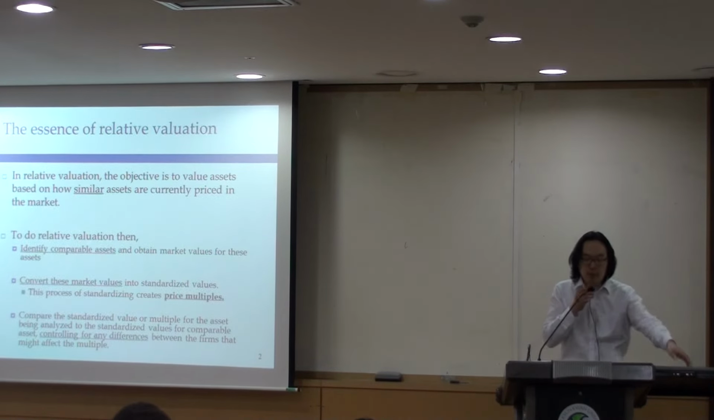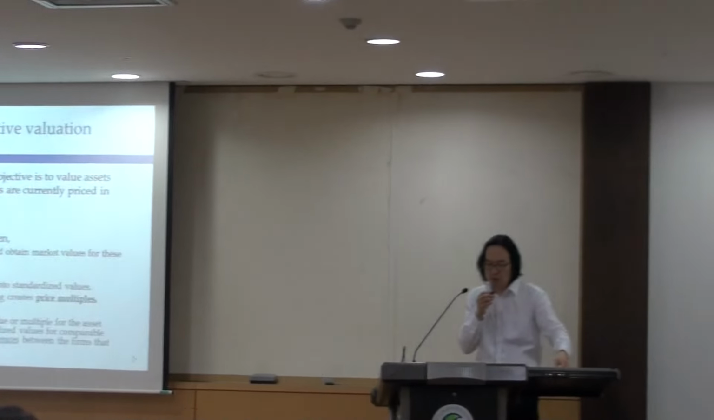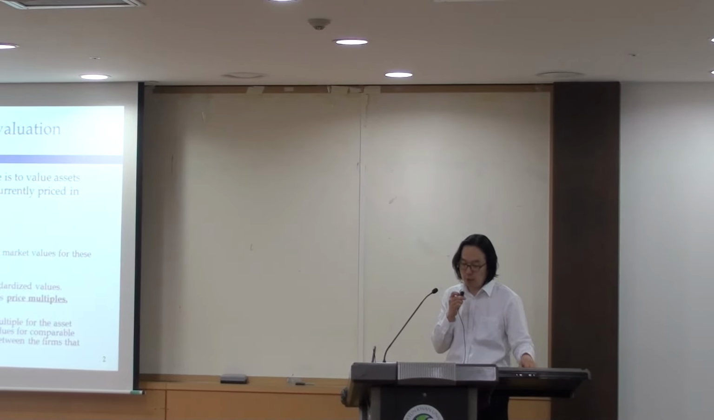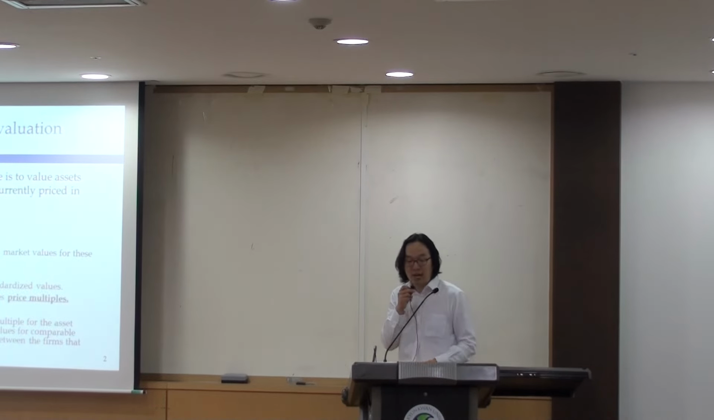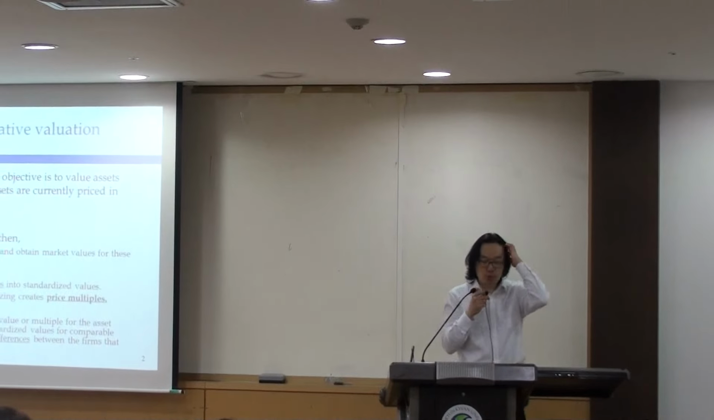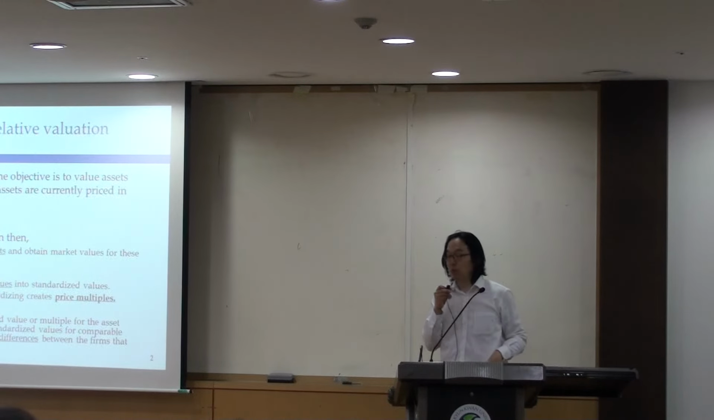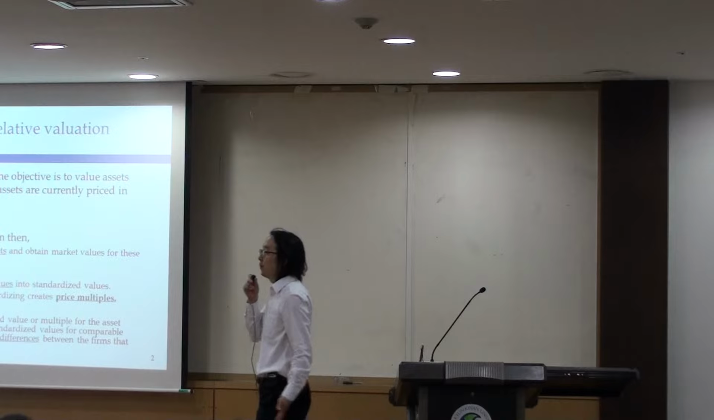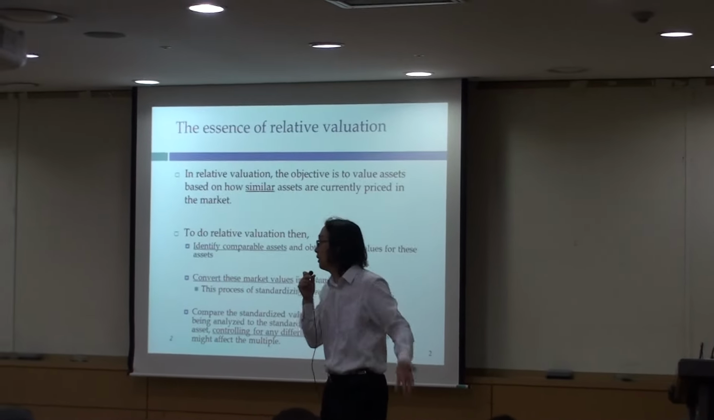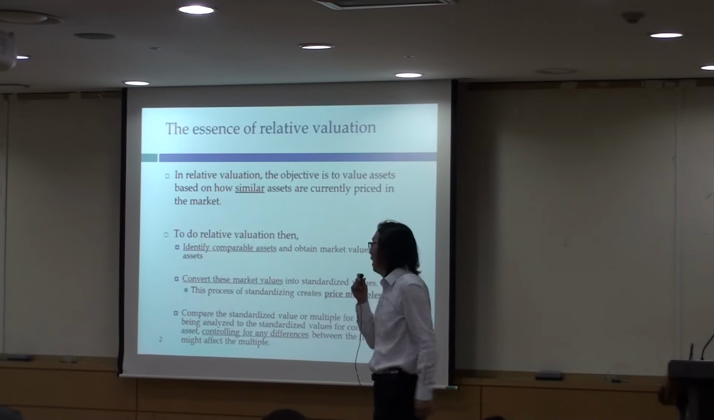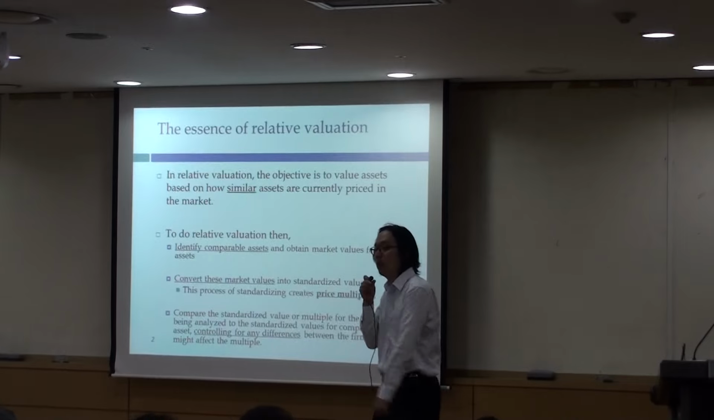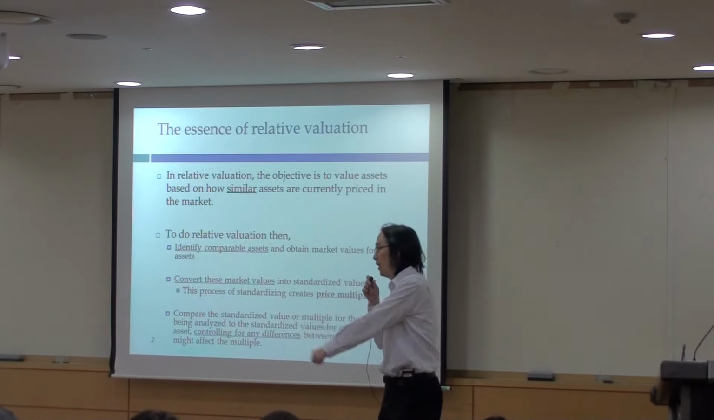Now, the essence of relative valuation. In relative valuation, the objective is to value assets based on how similar assets are currently priced in the market. Okay? To do relative valuation, what you have to do is identify comparable companies or comparable assets, right? Where are those peers, and see how they are priced, and the average price of them should be the efficient price, and my company's price should be like that.